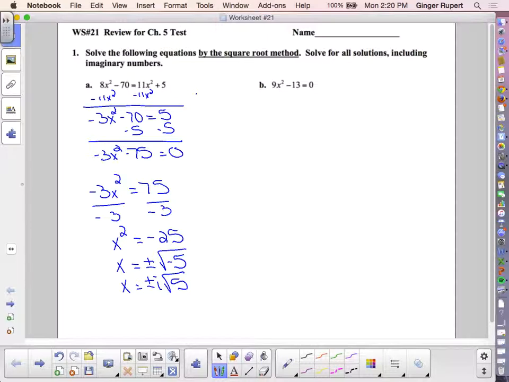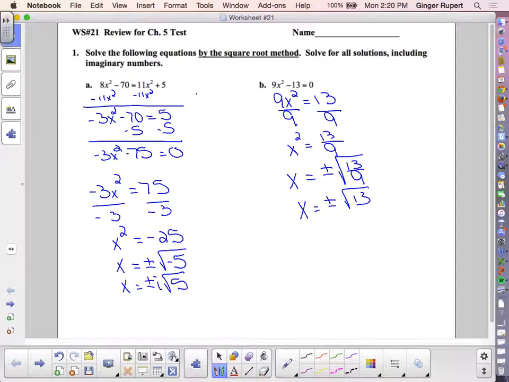Okay, next one, b. I want to again isolate the term that has the variable in it. So 9x squared is equal to 13. Divide both sides by 9. So I have x squared is equal to 13 over 9. Take the square root of both sides. x is equal to plus or minus the square root of 13 over 9. Remember, that's the same as saying x is equal to plus or minus the square root of 13 over the square root of 9. 9 is a perfect square, so I get x is equal to plus or minus the square root of 13 over 3.